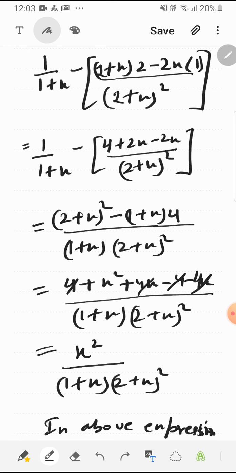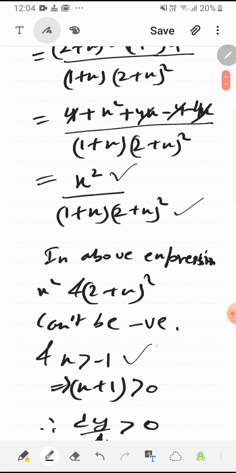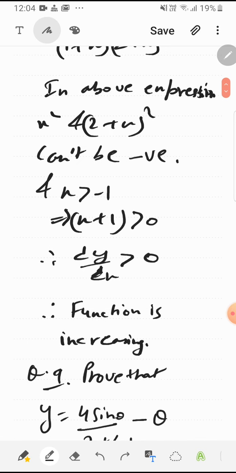Now we have reached the position where we can justify that x square and (2 plus x) whole square can't be negative because these are whole squares. And moreover, x is greater than minus 1, that means x plus 1 is greater than 0. So that means this expression is non-negative. So we can say our function y is increasing as y dash is positive.